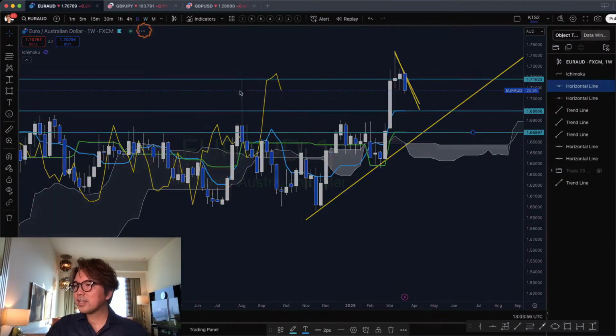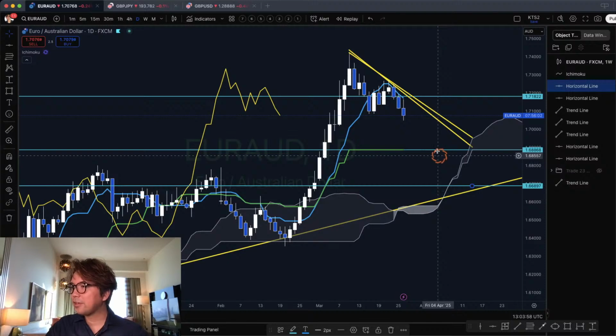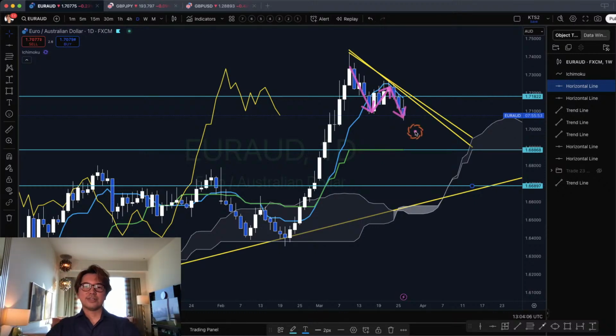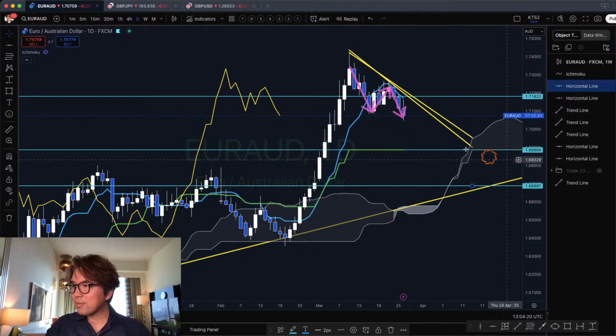Okay, then I check the daily time frame, and you can see that this has been forming bearish in the wave. So it's bearish now from the wave perspective. And weekly Tenkan Sen has been exactly on the daily Kijun Sen, again, which is 1.6886 level. So in this case, most likely the market goes down towards that level.